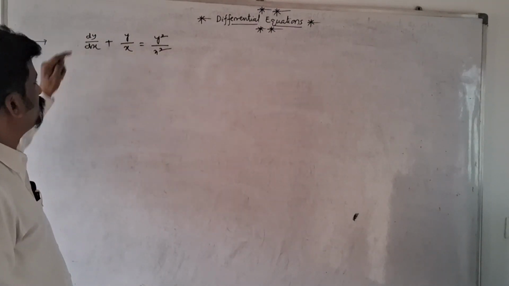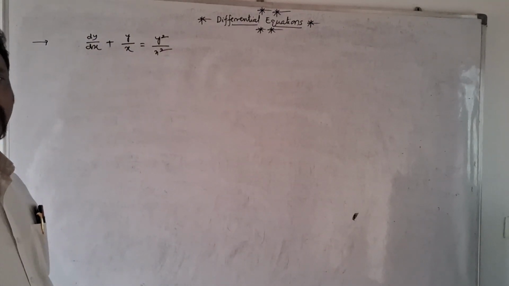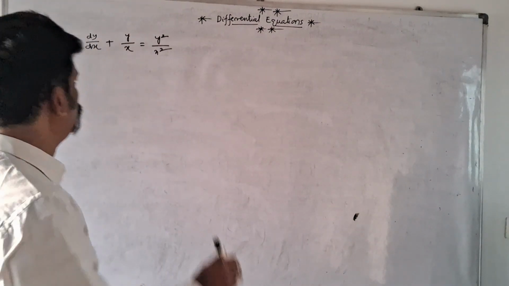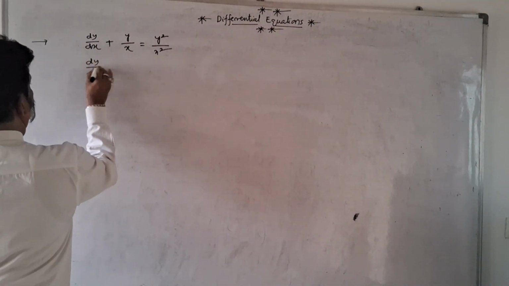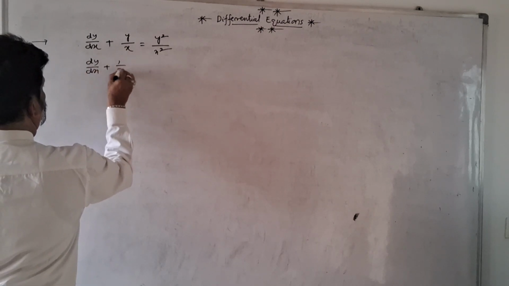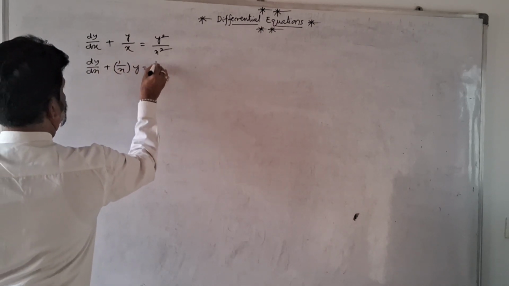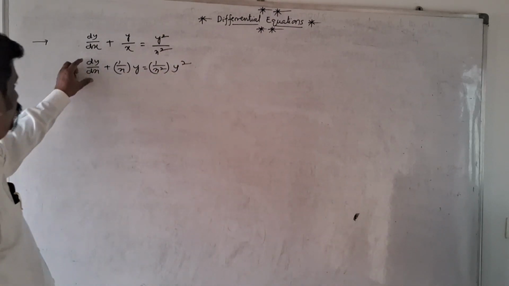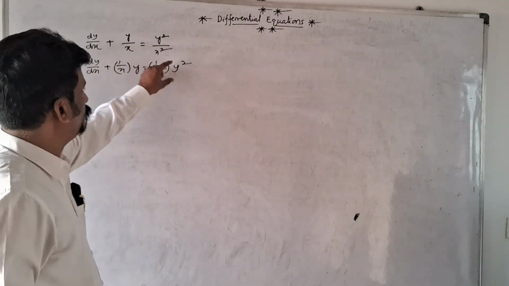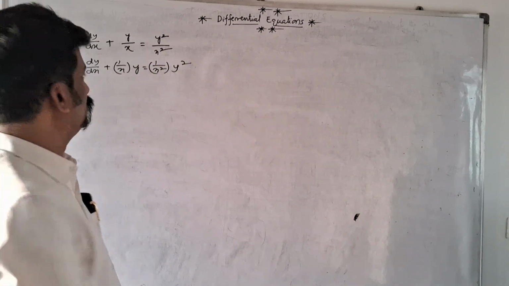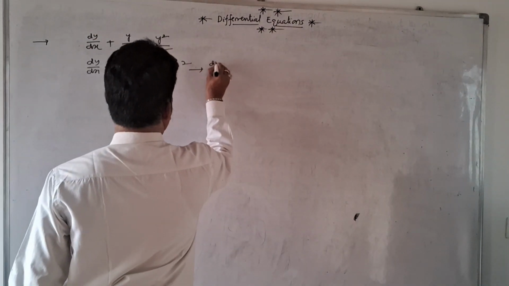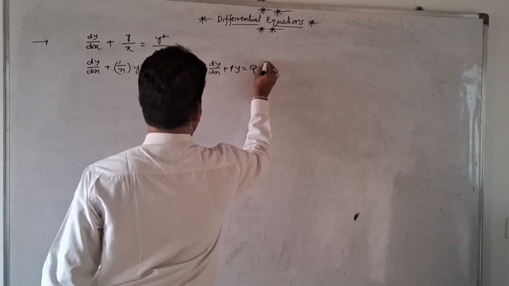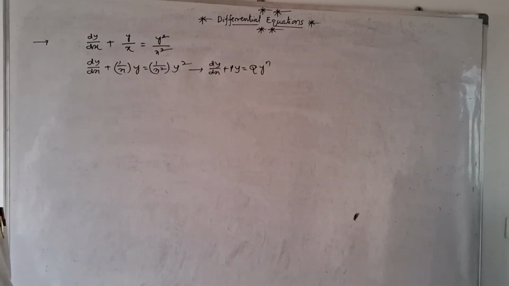Yes, dy/dx + y/x = y²/x². Once you check it, is it a Bernoulli differential equation or not? Yes, no doubt. Why? Because dy/dx + (1/x)y = (1/x²)y². It is of the form dy/dx + Py = Q yⁿ.